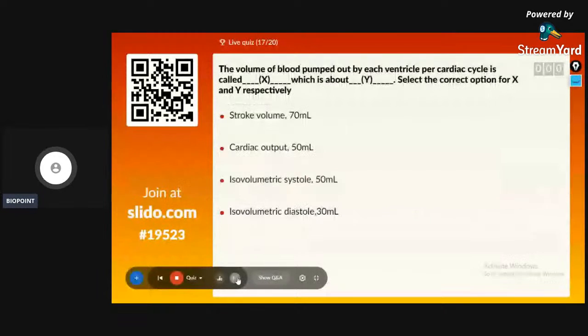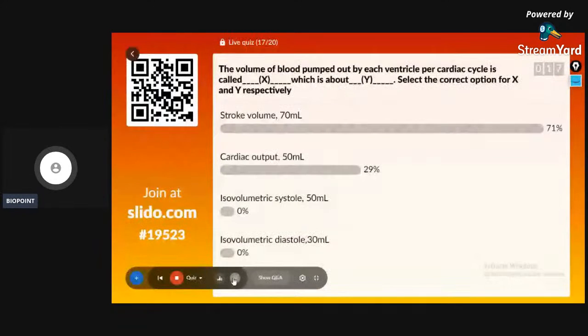The volume of blood pumped out by each ventricle per cardiac cycle is called X, which is about Y. Select the correct option for X and Y respectively. The first term will denote X and the next is Y. Stroke volume 70 ml, cardiac output 50 ml, isovolumetric systole 50 ml, isovolumetric diastole 30 ml. The correct answer is that the volume of blood pumped out by each ventricle per cardiac cycle is called stroke volume, which is about 70 ml.